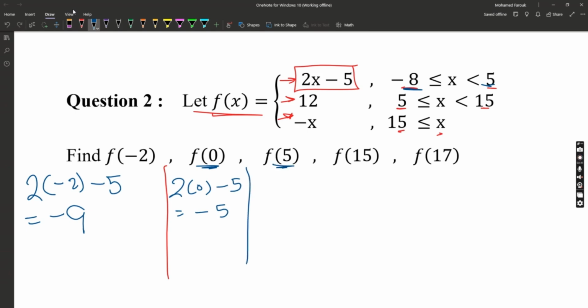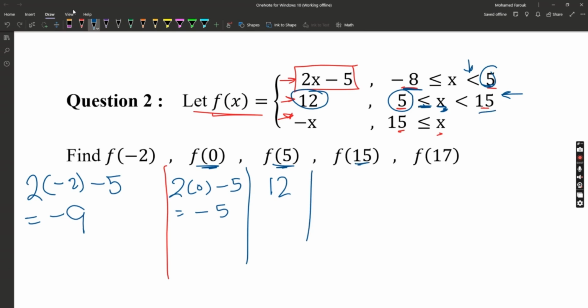Okay, third one, 5. We see 5 repeated two times, but which part of the function is it in? It's in the second part because we have an equal sign here, but we don't have one here. These are the numbers bigger than or equal to 5. So if you search for 5, you will find it in the second part. And the second part says the value of the function will always be 12. So here the answer is 12.